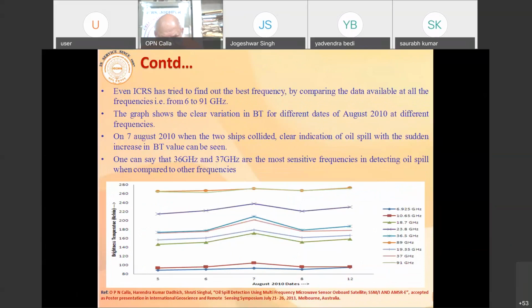And this one shows, as I showed earlier also, that you get the larger dielectric constant at 37 gigahertz. This is the 36.5 gigahertz. Now, this is micro temperature. You get maximum at this one. So if you use these frequencies, then you choose 37 gigahertz, 36 gigahertz. So one can say that 36 and 37 gigahertz are more sensitive frequencies to detect the oil spill when compared to other frequencies.